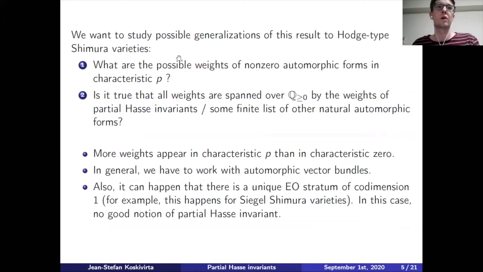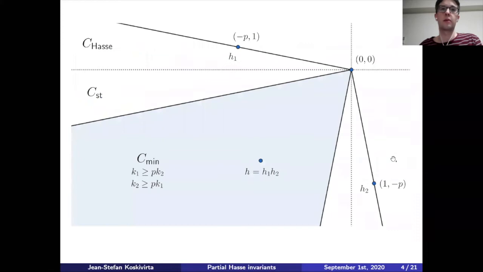So we want to study the following questions. First of all, what are the possible weights of non-zero automorphic forms in characteristic p? And secondly, is it true that all possible weights are spanned over the non-negative rationals by the weights of partial Hasse invariants, or, if this is not the right object, then maybe by some finite list of other natural automorphic forms? Some remarks that we noticed by studying the example of Hilbert modular forms: more weights appear in characteristic p than in characteristic zero. This was clear in this example. We have the Hasse cone, and the dotted lines are characteristic zero.